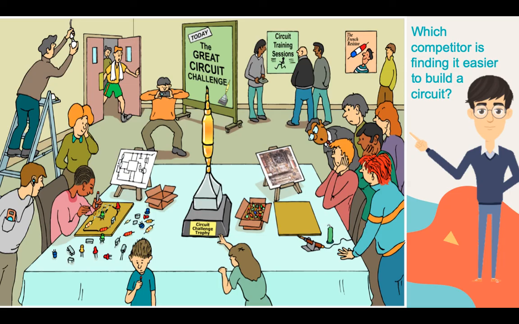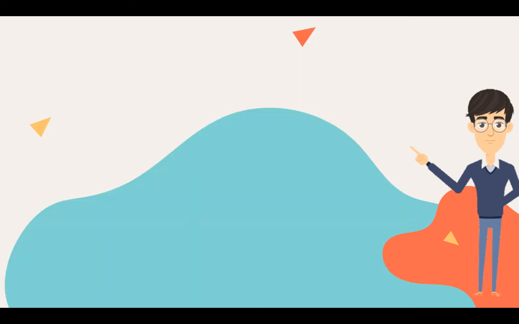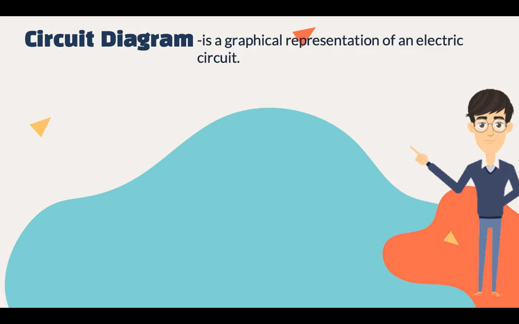Let us study this picture and answer this question. Which do you think among the competitors here is finding it easier to build a circuit? Very good. The one who built this diagram. This is because he only makes use of symbols. We know that we can represent a circuit through symbols. The graphical representation of an electric circuit is called a circuit diagram.